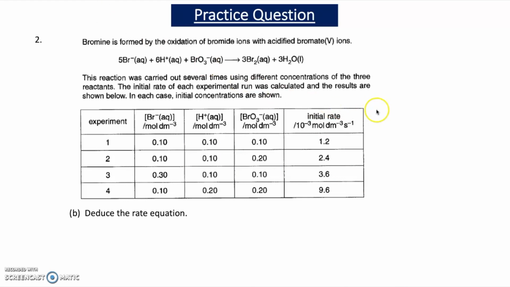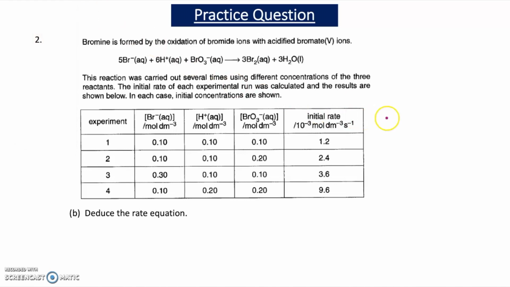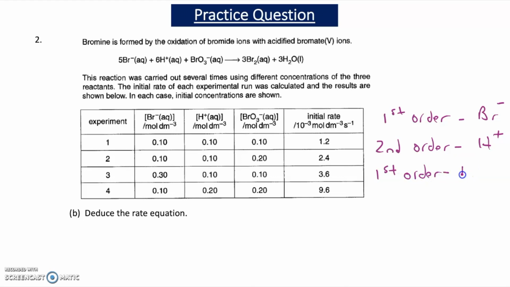So part B is asking you to deduce the rate equation. Now you've already worked out the order with respect to each reactant, and it's first order with respect to the bromide ion concentration. And we've seen that it's second order with respect to the concentration of H+ ions. And we've seen that it's first order with respect to the BrO3- ions, the bromate ions.